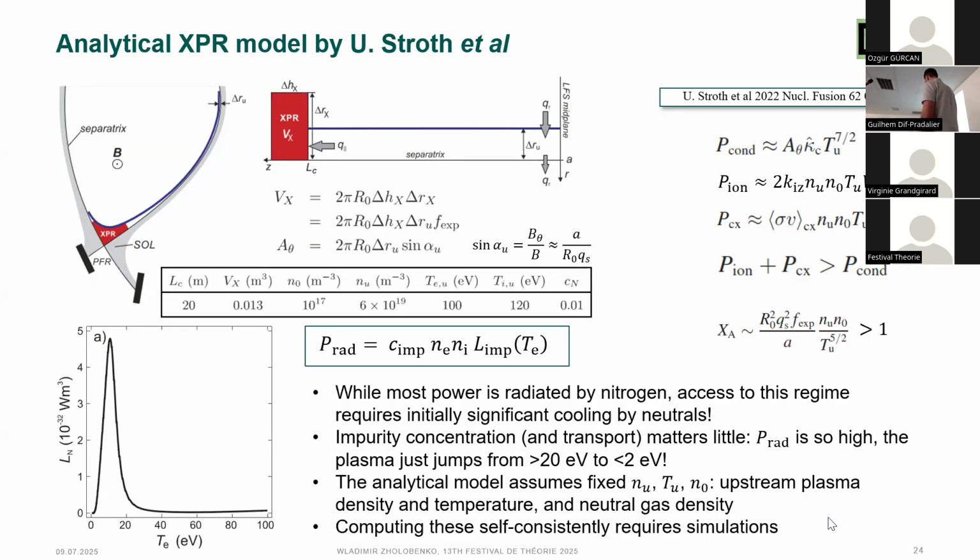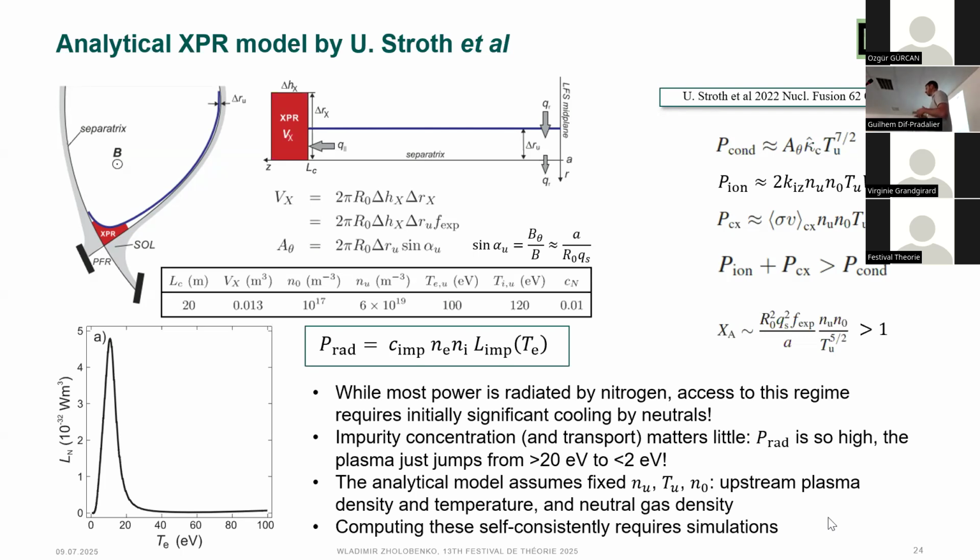So this will dissipate both electron and ion energies, and this is what triggers the radiation at some point. While this analytical model is useful, it assumes some fixed parameters, in particular upstream densities, temperatures, and the neutral density at the divertor. So to be fully predictive, we still need simulations. But this has motivated us, for example, to adapt this very simple impurity model.